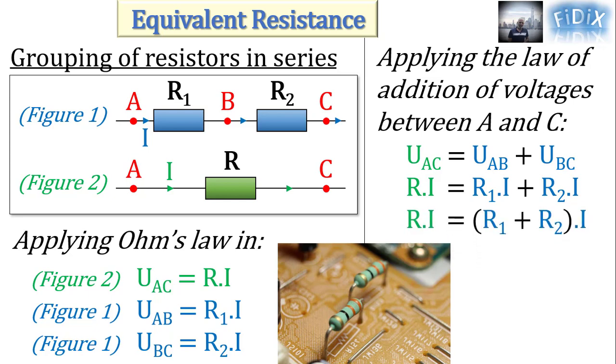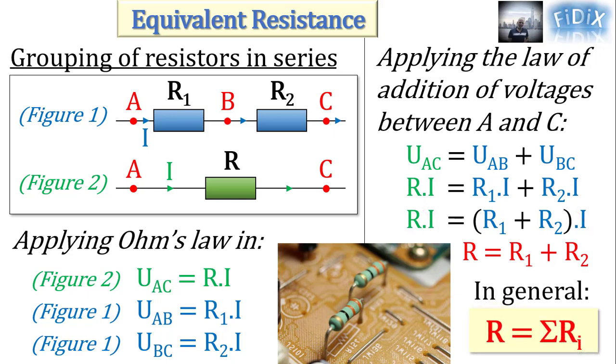We factorize by I, then we divide by I to cancel it in the obtained equation and get R equals R1 plus R2. In general, the equivalent resistance R of resistors in series is equal to the sum of all the resistances.